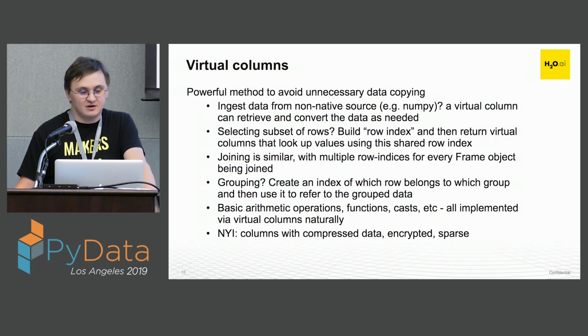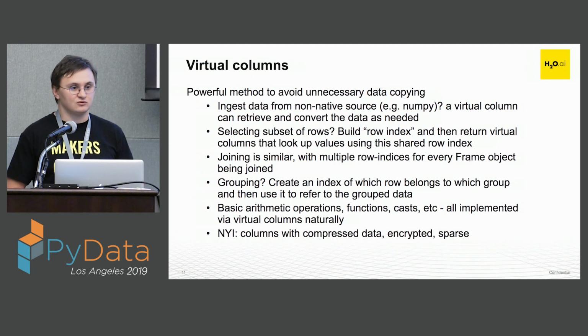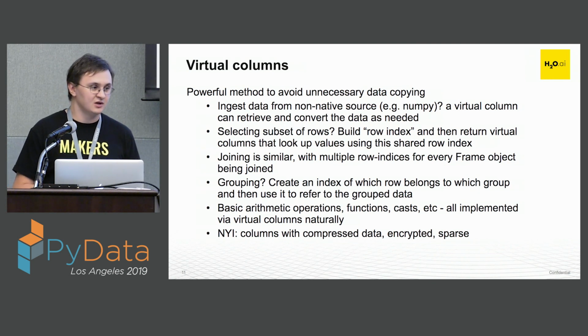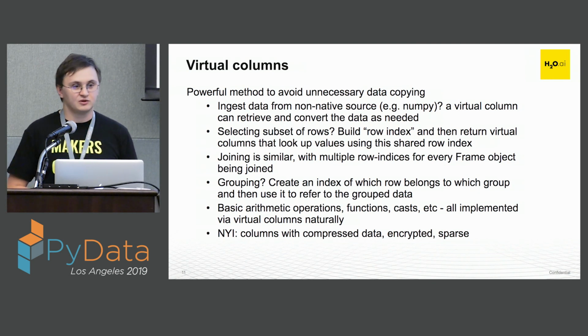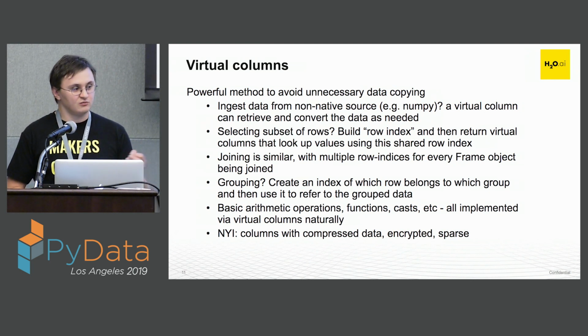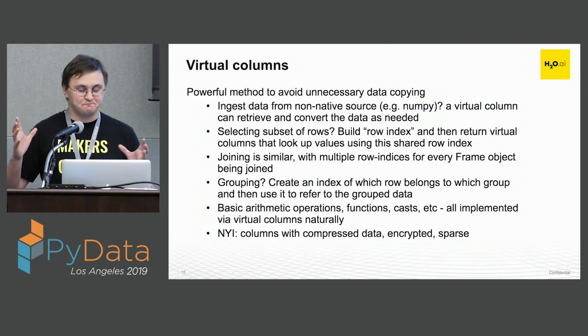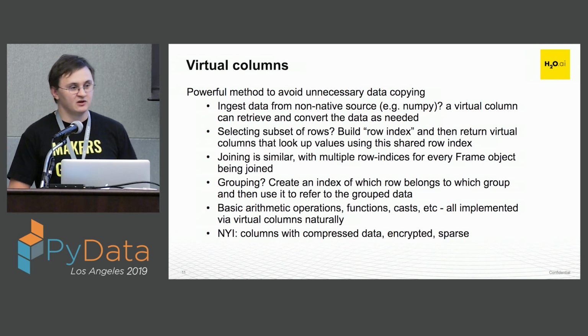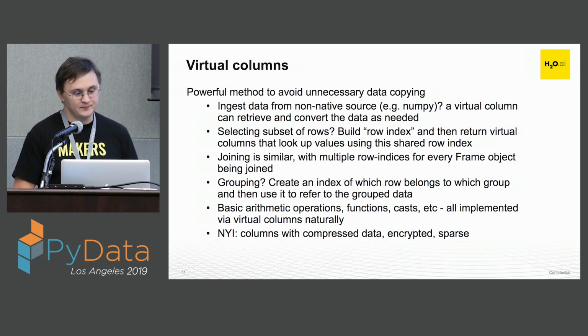Another example is if you want to select a subset of rows. That's a very common task. For example, you have a data set of 100 million rows, and you need to split it into train and test, and maybe the test data set is only 10 million rows. So you would create a set of indices of which rows you want to select, and then we would create just a virtual column that says retrieve me data from those indices. We will not actually select the data from those columns and copy it into a new frame. We will just say that we know how to retrieve that data, and this is done virtually on the fly.